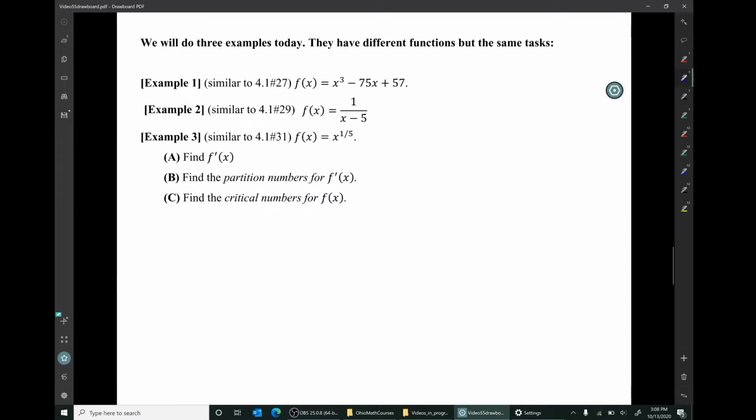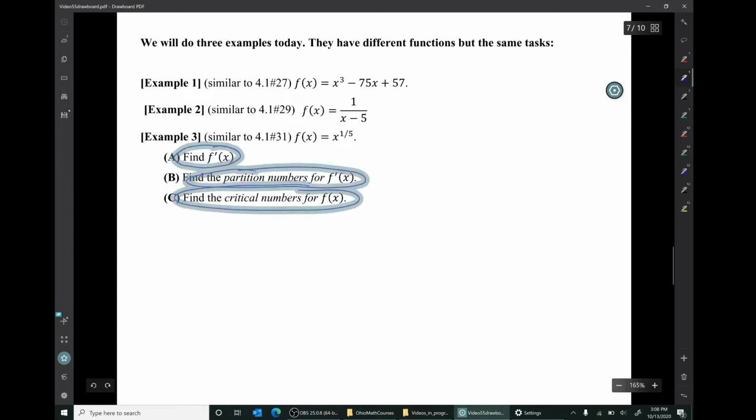We'll do 3 examples today. They have different functions, but the same tasks. These 3 functions: one is a polynomial function, one is a rational function, and the third function is a power function with a fractional exponent. For all 3 examples, we'll be doing these 3 things: find f prime of x, find the partition numbers for f prime of x, and find the critical numbers for f of x.